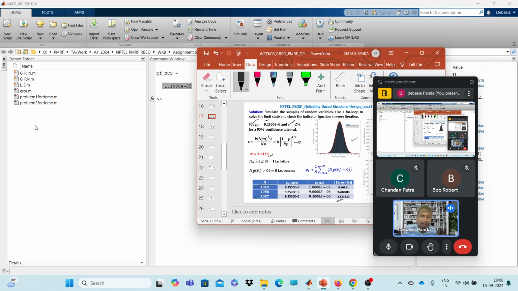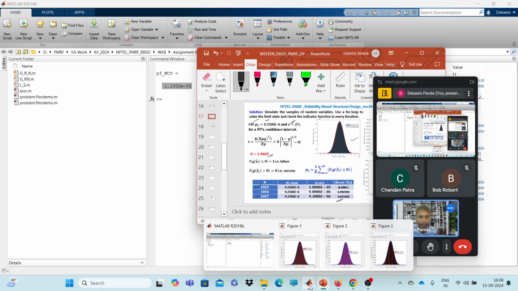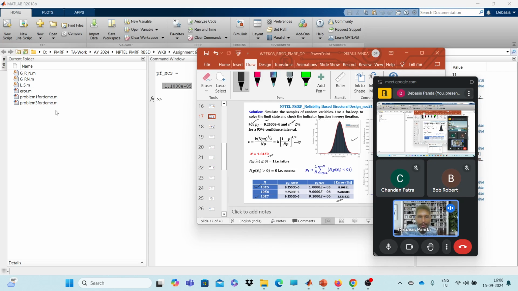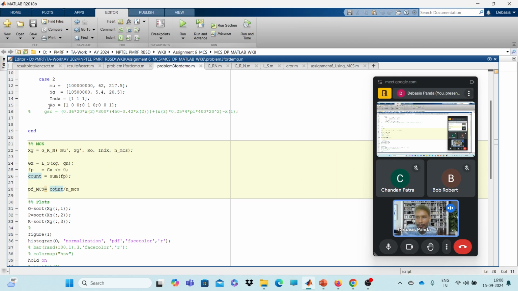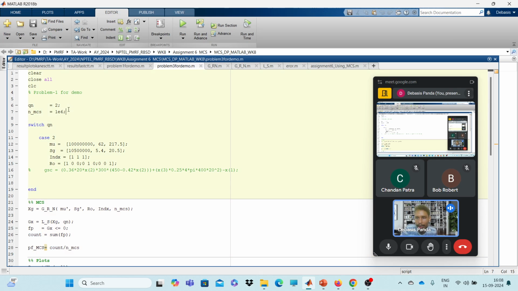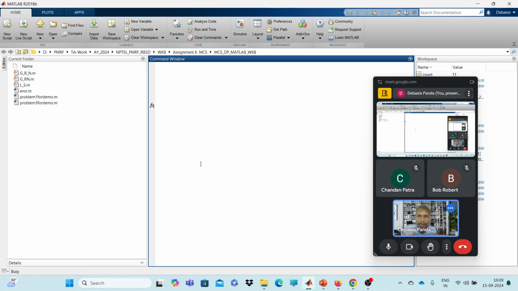But still, if we want to increase further, let's increase the number of simulations and see whether our results are getting better or not. First I checked with 10 to the power 6. Now go for 10 to the power 8 directly. I think it will take some time, but this efficiency is good.